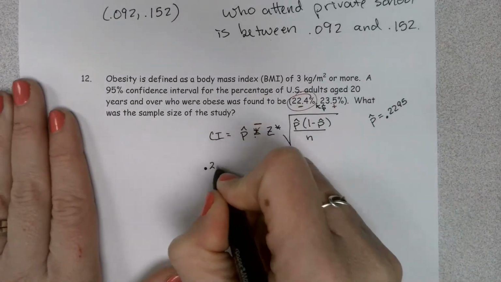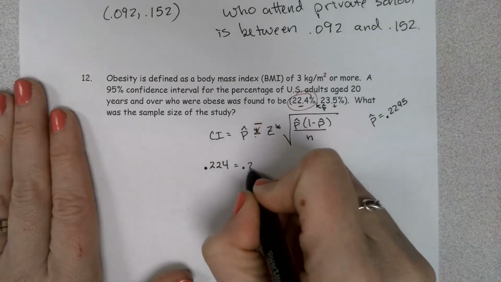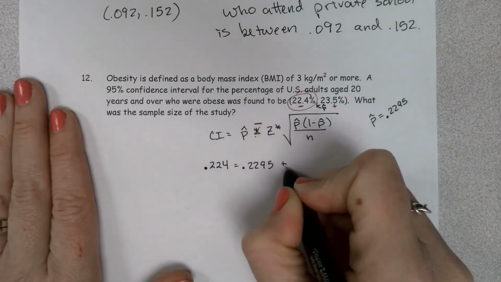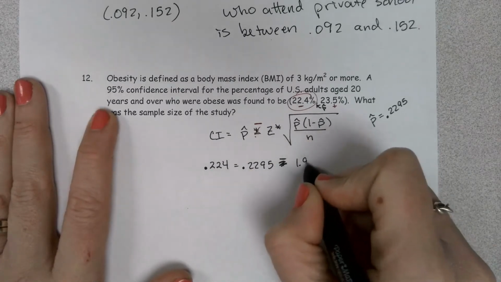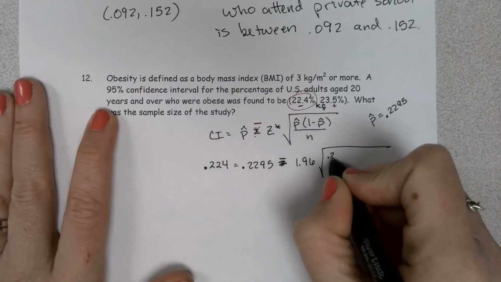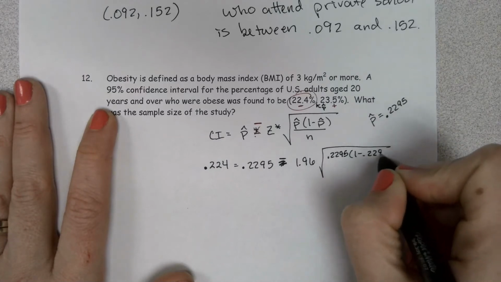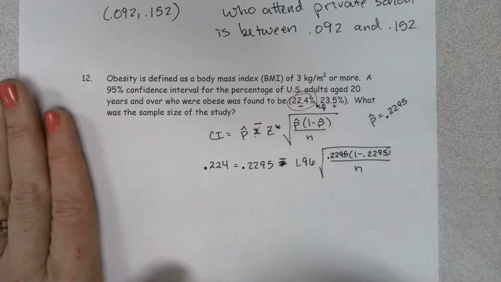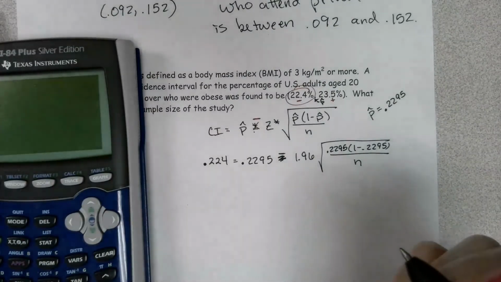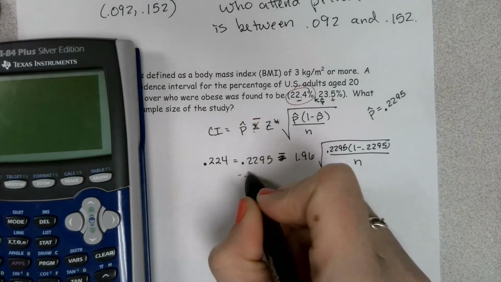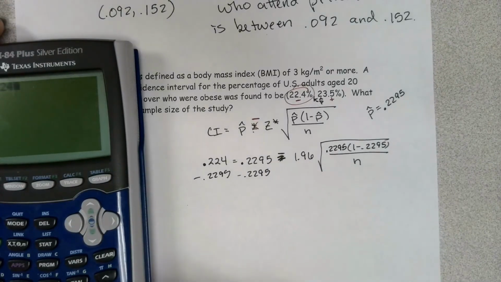So I need to give this as a proportion as well. So 0.224 equals 0.2295, minus, critical value is going to be 1.96, times the square root of 0.2295 times 1 minus 0.2295 over n, and we're trying to solve for n. So lots of nasty decimals to deal with, but should be no big deal. So subtract 0.2295 on both sides.